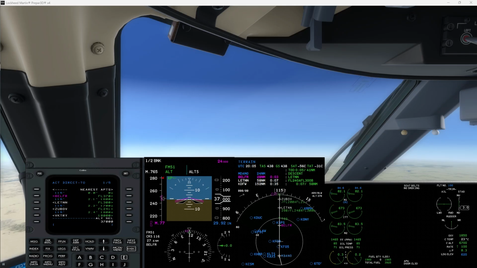So here we are with a different arrival. This time, let's say the ATC have assigned you a Jovam 6 arrival into DFW. Looking at it, we have Leaded at 290 knots between flight level 300 and flight level 240. Cross Zubov between flight level 230 and flight level 200. Then we go to Victory at 280 knots between flight level 180 and 15,000.